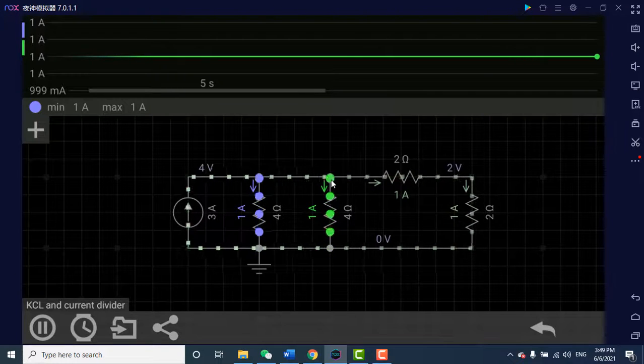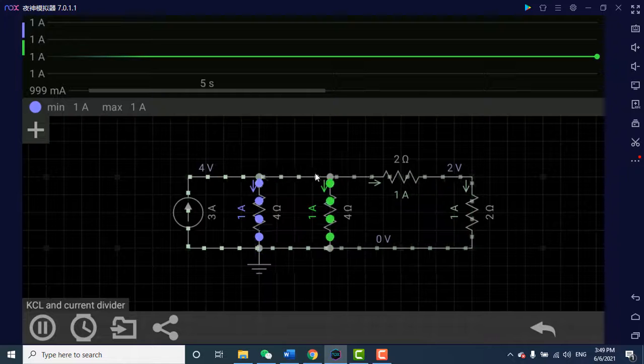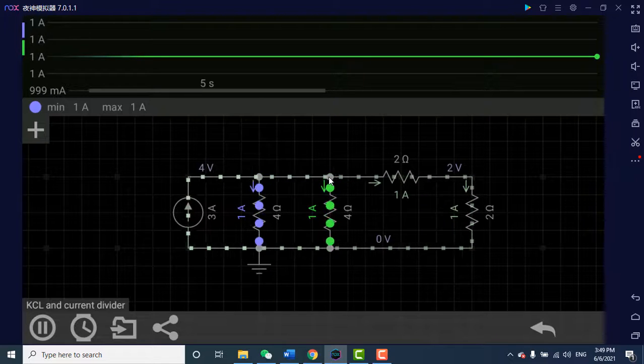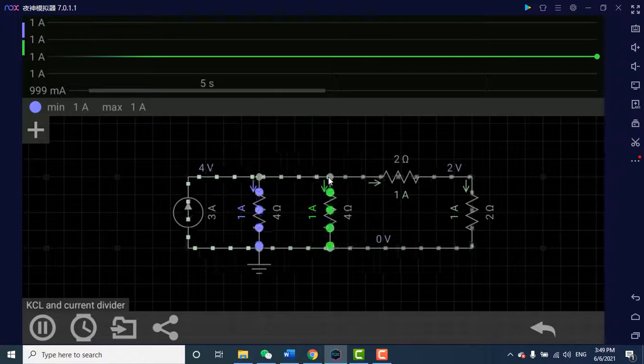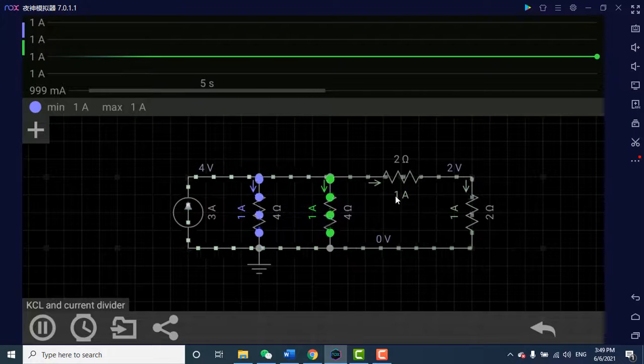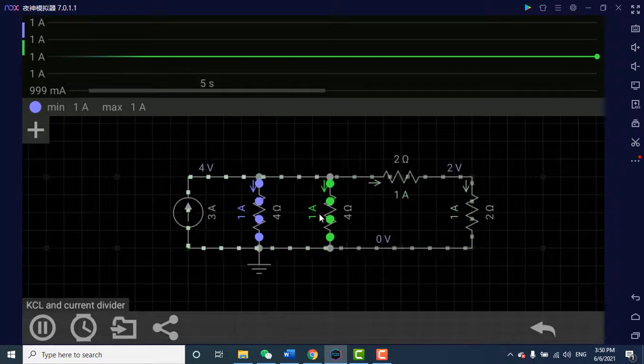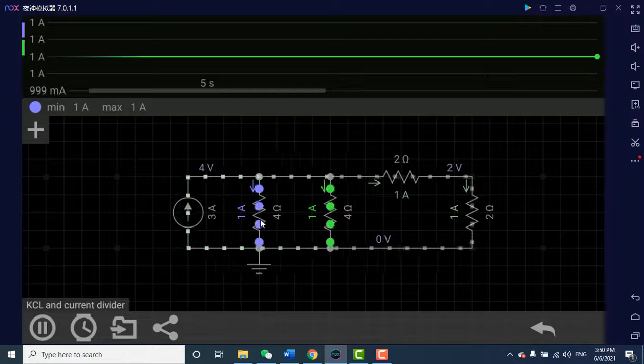And what about this node? This node is receiving 2 amps of current. And how much current is going to leave from this node? You can see 1 amp and 1 amp. Total is 3 amps.